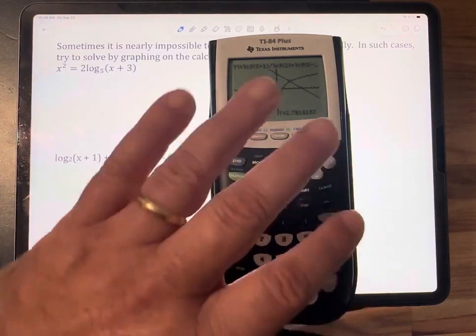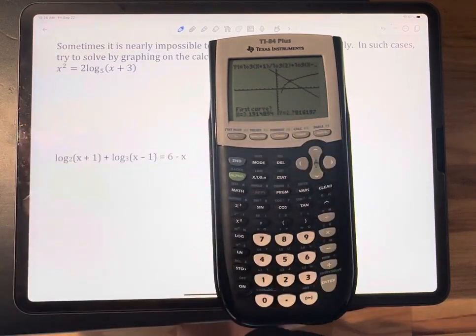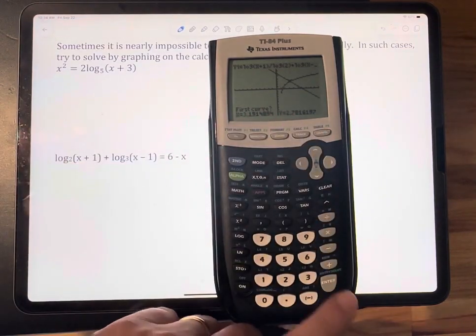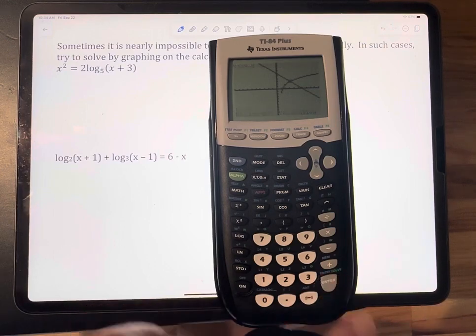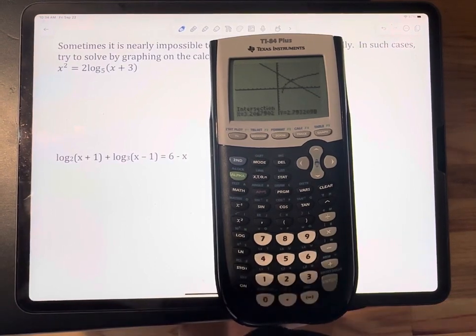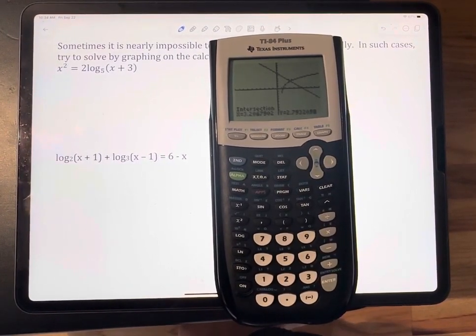It's not necessary. But once you see the cursor show up and you have decimals for both the x and the y value, then we can finish the process by pressing enter 3 times. And we end up that the x value of our solution is approximately 3.2067902.